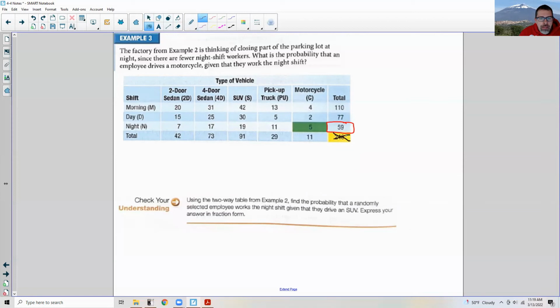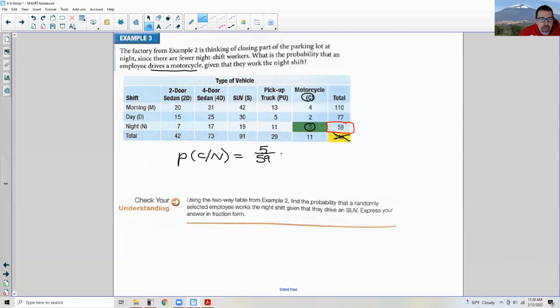We're looking at the total number of night shift workers. So the probability of someone driving a motorcycle, which is C, the probability of C, whoops, I forgot my given, the probability of C given that they work the night shift, that's how this is written, the probability of C given they're on the night shift. So that means we're going to focus on just the night shift, which is going to equal the number of motorcycles in the night shift divided by the total number of workers at night.